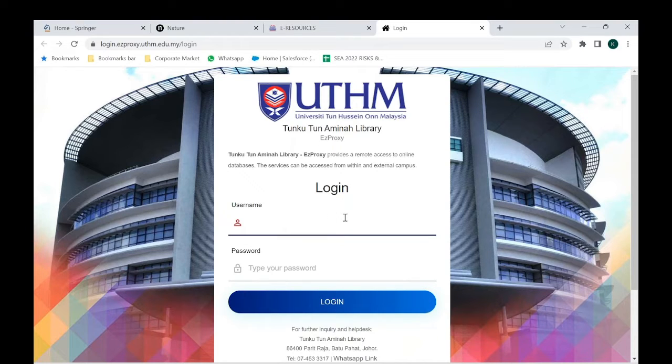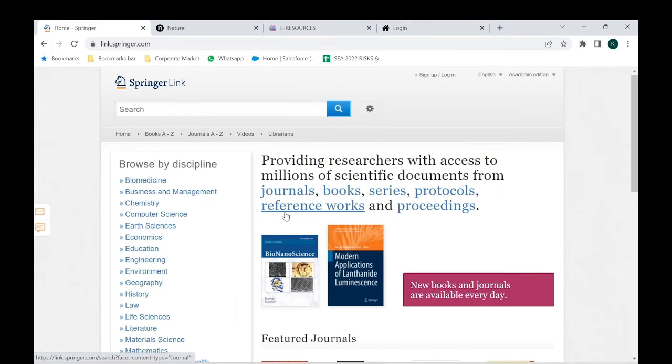Once you've done that, you will be presented with a list of different databases that are subscribed by UTHM, my apologies, and one of which will be Springer Link. When you click on that, you will be redirected to the Springer Link platform itself.